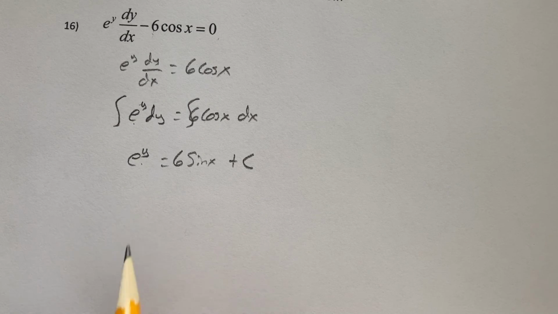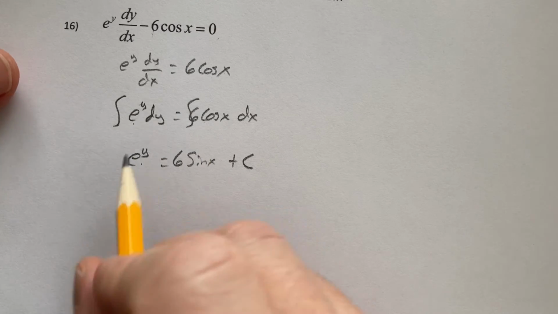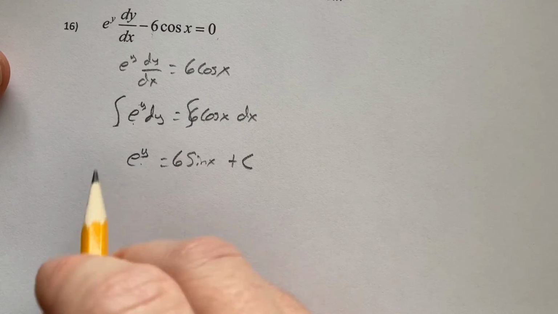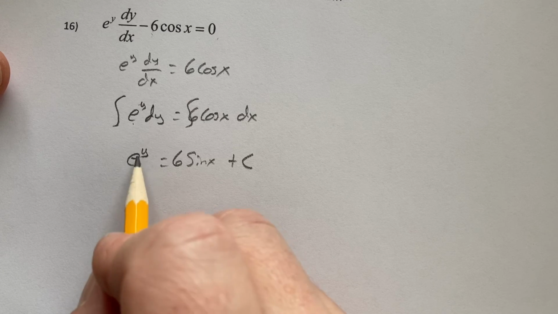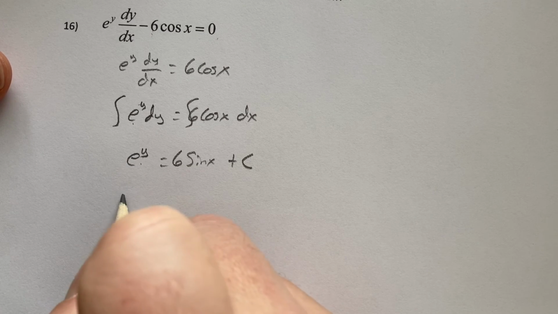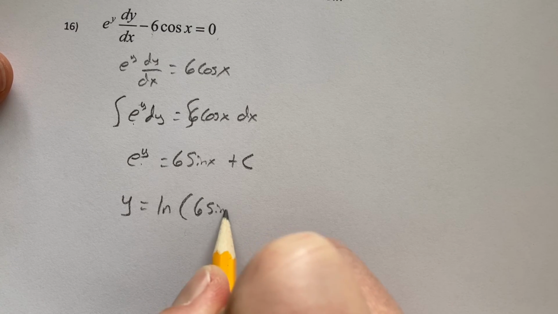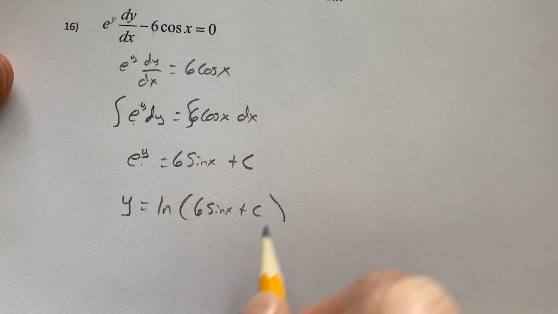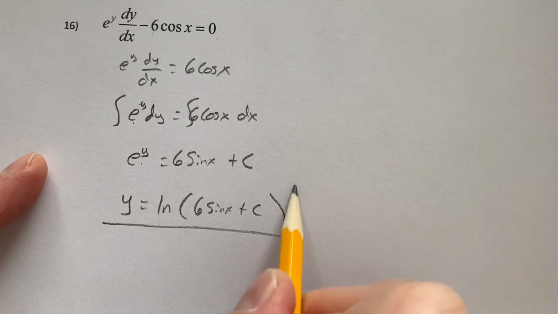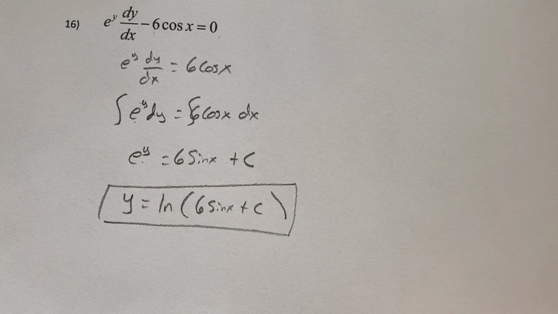All right, now the last thing we do, if we're trying to find a general solution, we need to get that y by itself. So we have to do the opposite of e to the y, which is natural log. So y is going to equal the natural log of 6 sine x plus c. And then that's our general solution. We don't have a specific point to put in, so we have no way of knowing specifically what it should be. That's going to be our answer right there.